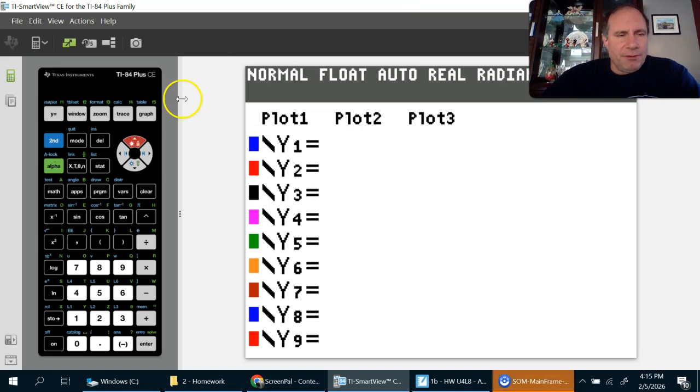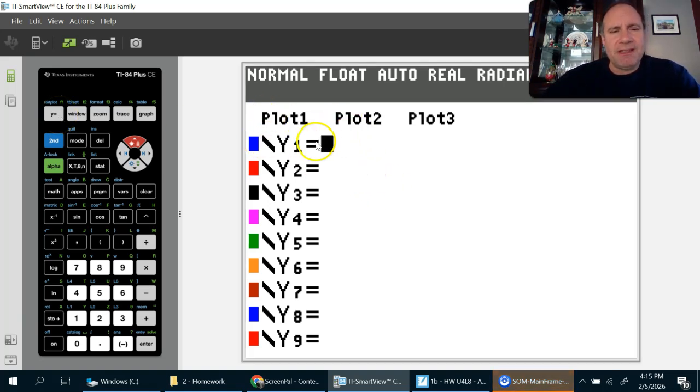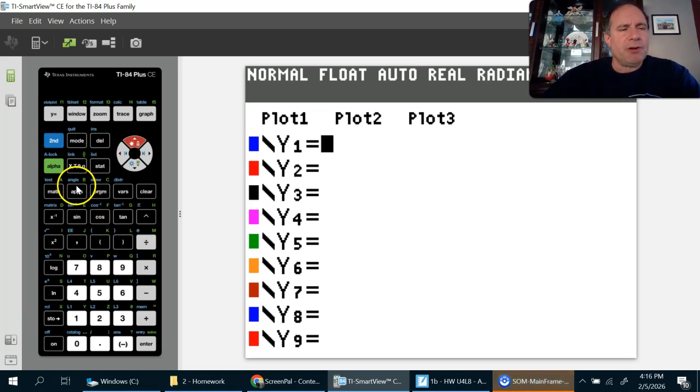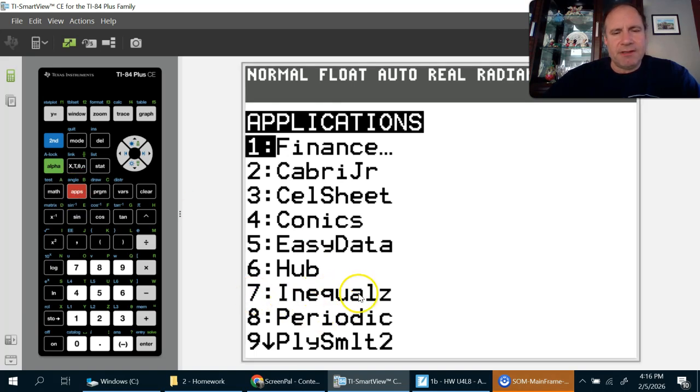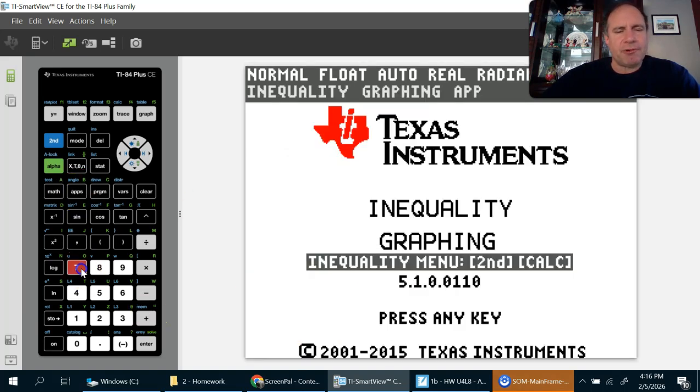If you reset your calculator, or you turn on your calculator, you notice that the y equals will just be that, just y equals. To turn on the Inequalz app, you press apps right here, and there is 7, Inequalz. So I'm just going to press 7, and the Inequalz app opens up. Once this opens up, you can press any key to continue.